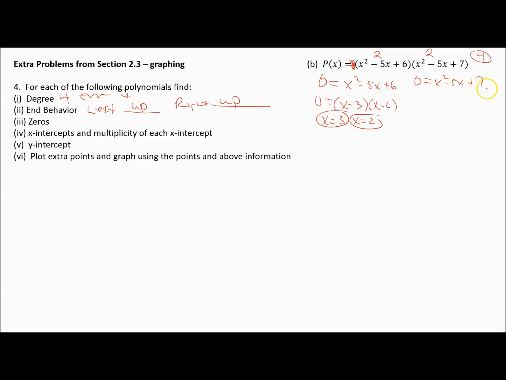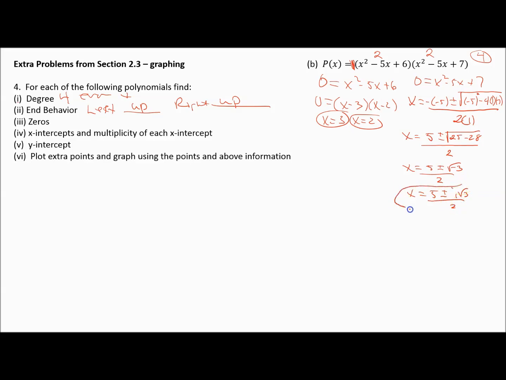This one does not factor, so I have to use the quadratic formula. So x equals negative b, so negative of a negative 5, plus or minus the square root of negative 5 squared minus 4 times 1 times 7, all over 2a, and that equals 5 plus or minus the square root of 25 minus 28, all over 2. That's 5 plus or minus the square root of negative 3 over 2, which gives me 5 plus or minus i square root of 3 over 2.